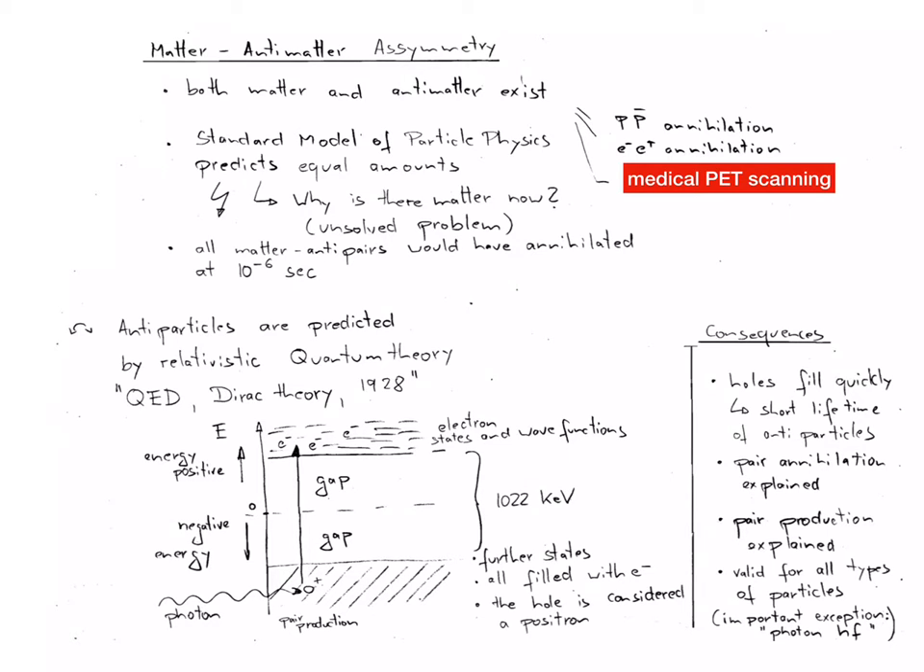PET scanning, positron emission tomography scanning, employs a radioisotope that is injected into the patient and, due to attachment to a biomolecule, seeks out tumorous cancers in the body. The radioactive beta decay of the isotope, once it has been incorporated into the tumor, creates a positron, which very quickly annihilates with a nearby electron.